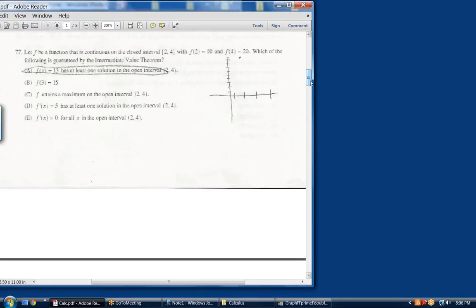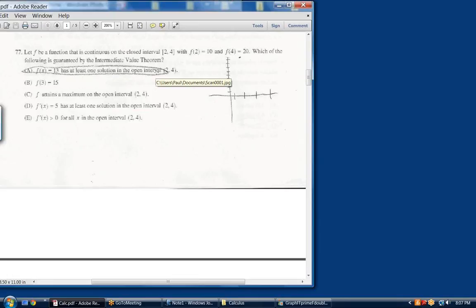The intermediate value theorem says that if f of 2 is equal to 10 and f of 4 is equal to 20, then it has to cover the values between 10 and 20 when it goes from 2 to 4 because it's continuous. In other words, there's no way it can jump over any value from 10 to 20. It's got to go through 11, 12, 13, every number. Otherwise, it wouldn't be continuous. So f of x equals 13 has at least one solution in that interval, and that is true.